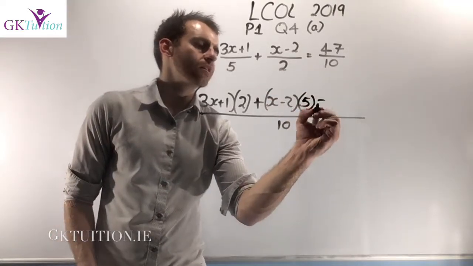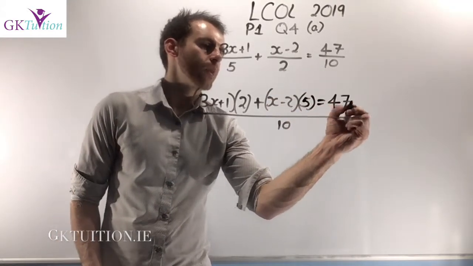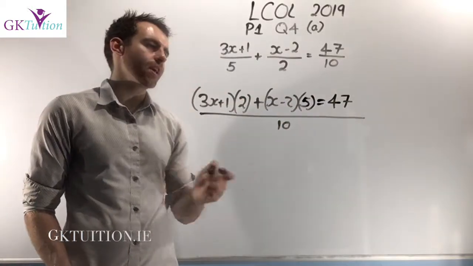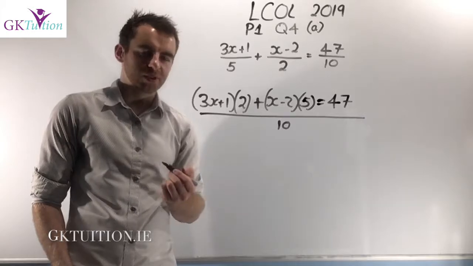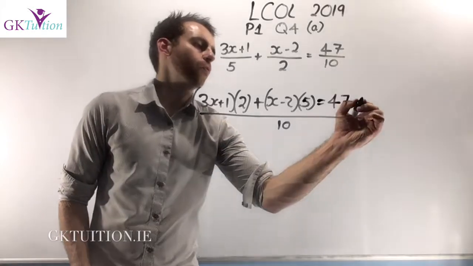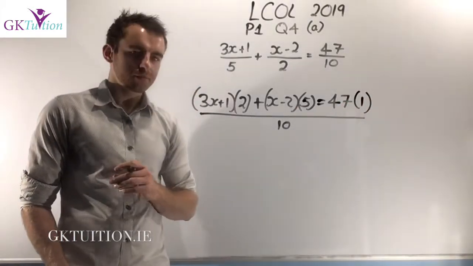The next fraction I start off with equals 47, and I ask myself the same question again. How many times does 10 divide into 10? Clearly 10 divides into itself one time. So it's 47 times 1.